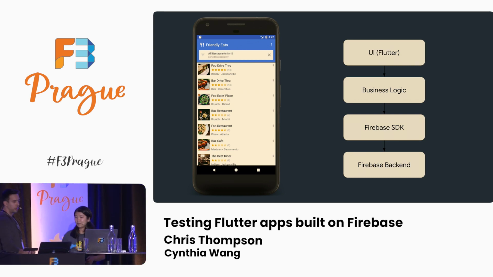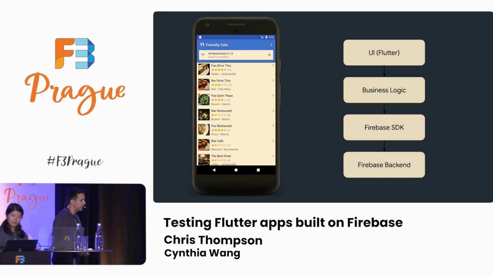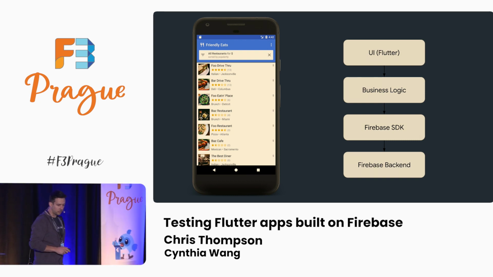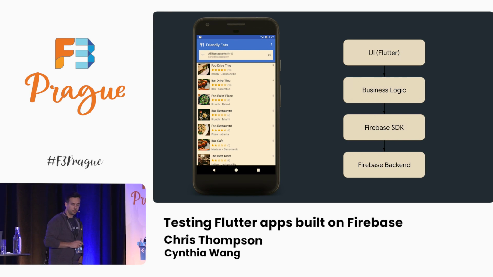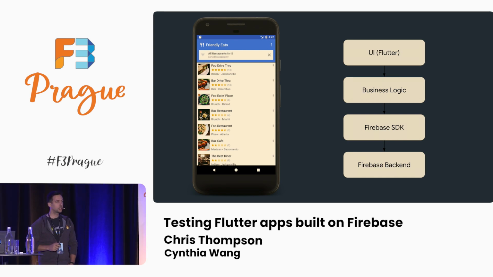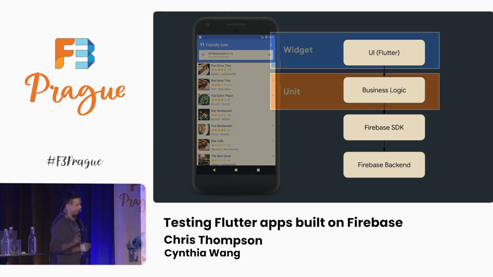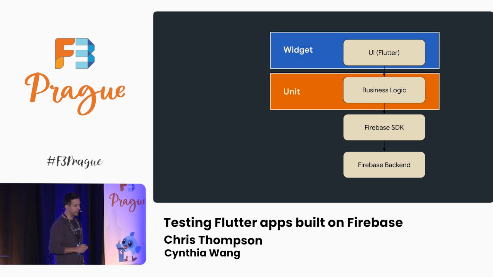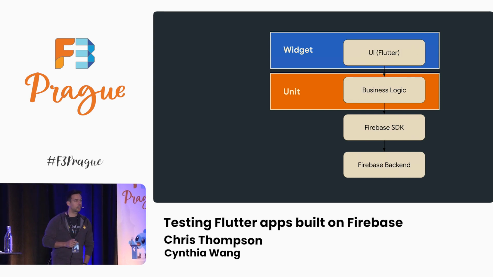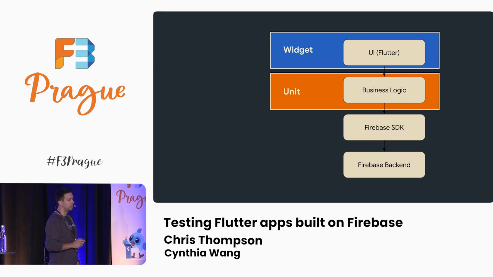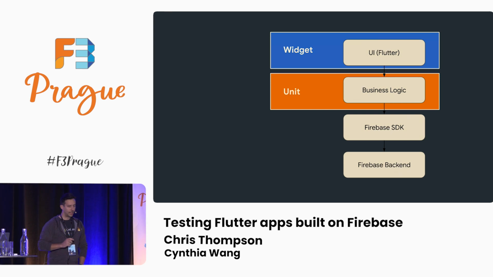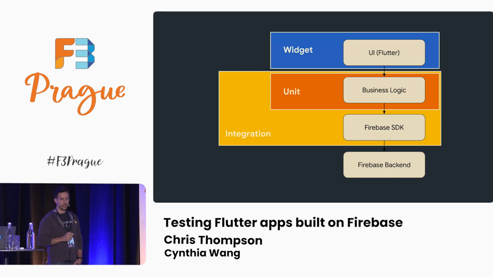So let's say our Friendly Eats app is organized roughly into these four regions. We have our UI at the top, written in Flutter widgets. Further down, we have our business logic. Underneath that, we have our Firebase SDK. And finally, at the bottom, we have our Firebase backend. We test our UI with widget tests and business logic with unit tests. The benefits here are that the unit and widget tests are quick to write and quick to build and execute. Then we might layer on some integration tests like this.